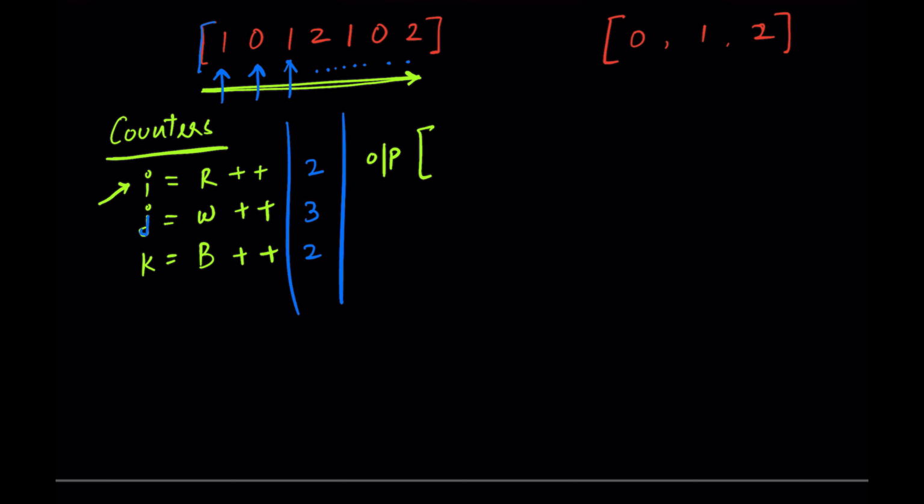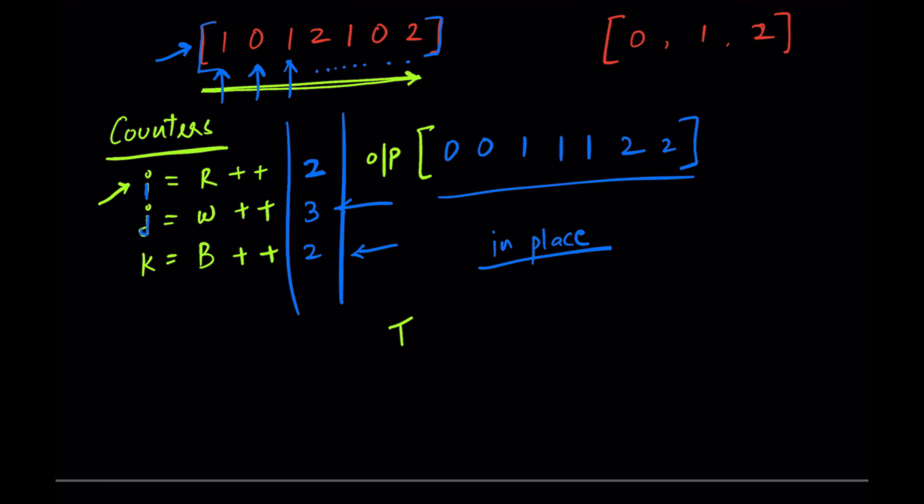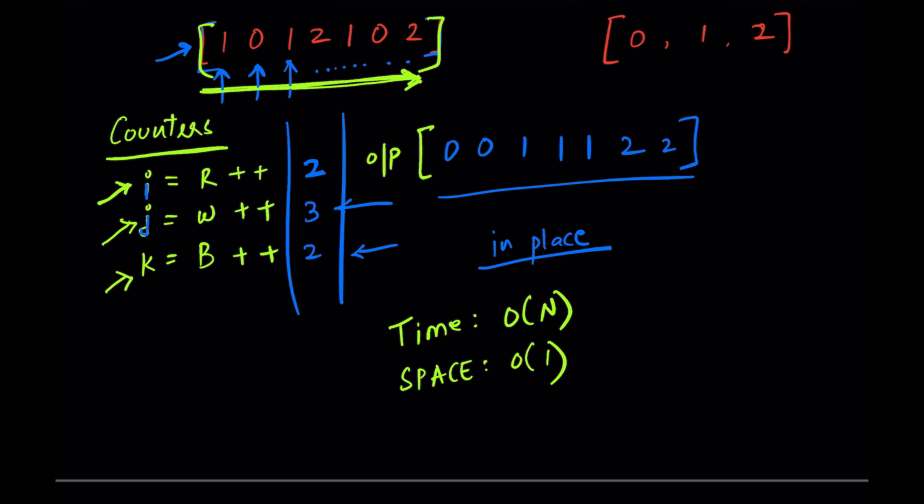Now to build our output, we'll replace the values in the original input array with the new values, which will have 2 zeros, 3 ones and 2 twos. Instead of building a new output, we'll just replace these values in the original input array, which constitutes an in-place operation. With this solution, our time complexity is O of n, where n is the number of elements in the given input array, and the space complexity is O of 1, as we are only using these 3 pointers to record the total number of red, white and blue colors in the original input array and then use them to build our output. I hope you were able to understand the explanation.